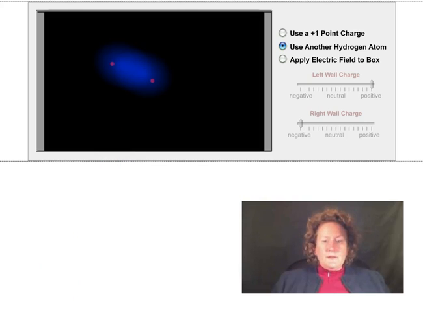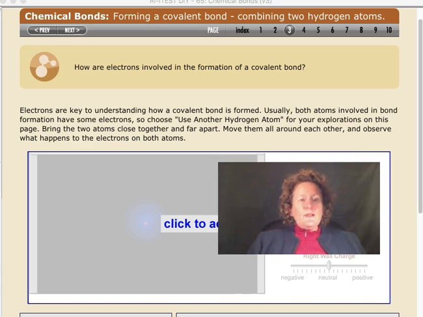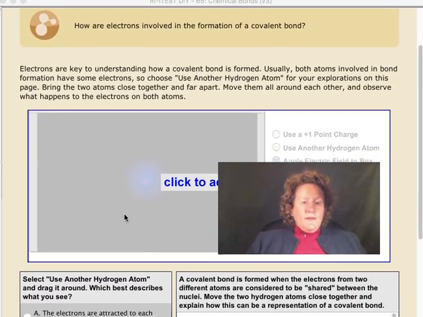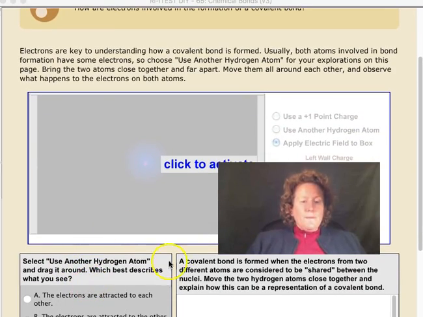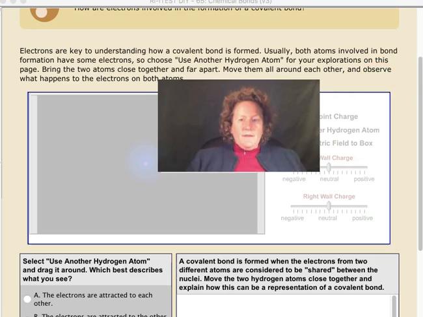So you should be able to answer number 2, 3, and 4 at this point. We've already looked at what a covalent bond looks like in terms of the probability map. How are electrons involved in the formation of a covalent bond? That's the big question we're looking at here. We've already had the opportunity to answer question 4. Now let's talk about question 5.